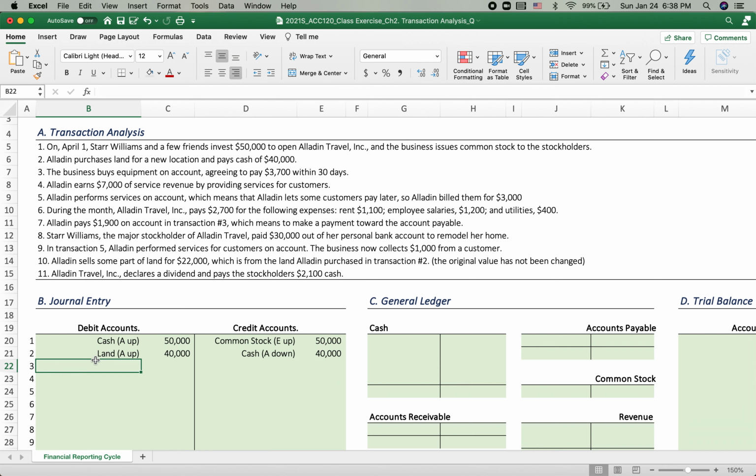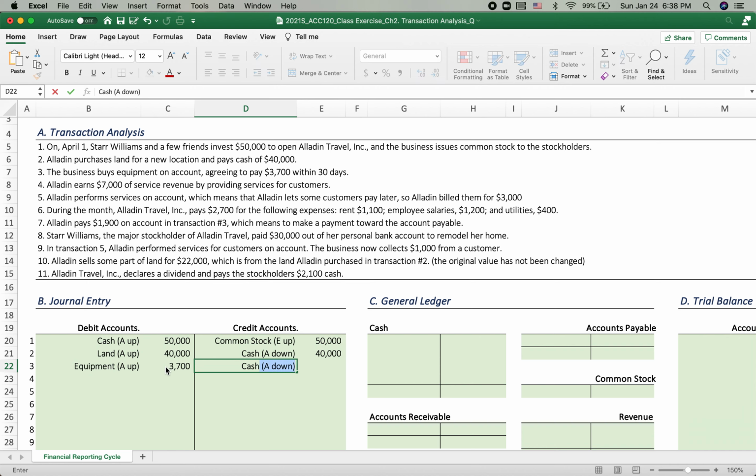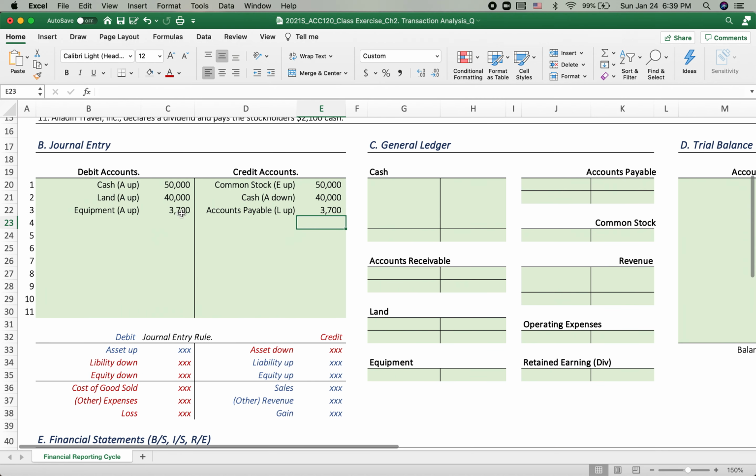So let's record. Now the company got this equipment, which is asset up. Now, how much was the value? 3,700. And then, did they pay cash? No, no. But they have a liability to pay this cash. So we use accounts payable, which is liability up. So they will pay within 30 days. So 3,700. So take a look at this combination, asset up and liability up, right? These two. The journal entry rule always has at least one account on the debit and at least one or more accounts on the credit. So asset up, liability up.